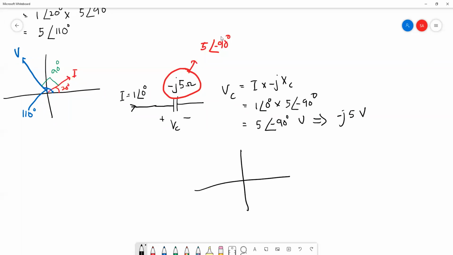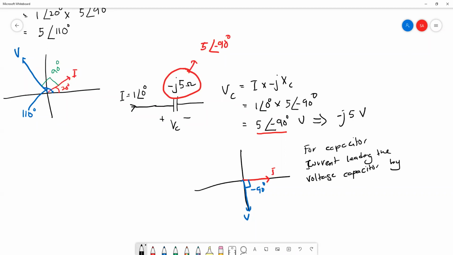And in a phasor diagram, I can plot this. My current right now is 1 ampere with an angle of 0. So this is my current. And my voltage right now is 5 angle negative 90 degrees. So this is my voltage, negative 90 degrees. So for the capacitor, as you can see, the current is leading the capacitor voltage by 90 degrees.